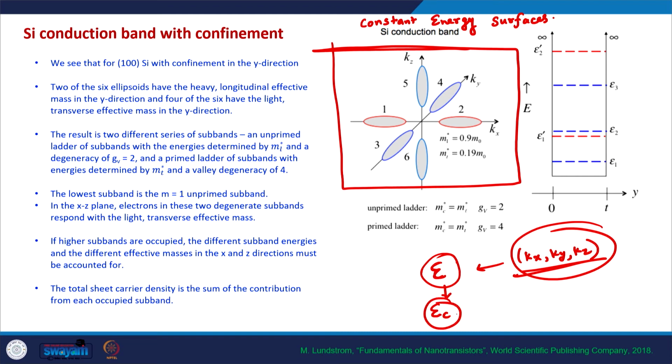We always try to analyze close to the bottom of the conduction band because that is the point where most of the conduction takes place. So, close to the bottom of the conduction band, the iso energy surfaces look like this.